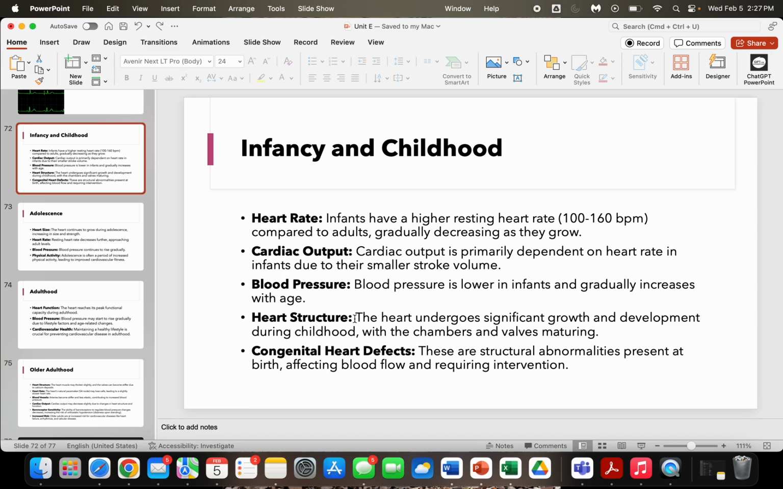Our structure does change, and we'll talk about that when we talk about that congenital heart defect lecture. But our heart grows, right? So as we grow, our organs grow. And then congenital heart defects, we have a whole lecture dedicated to that, so we won't touch on that right now.